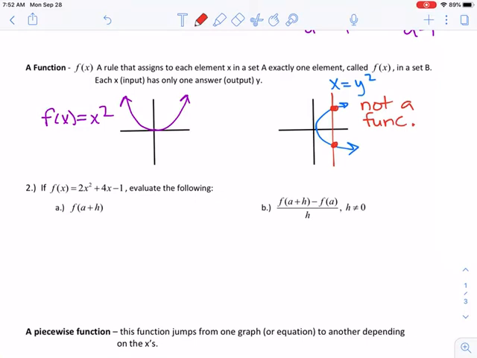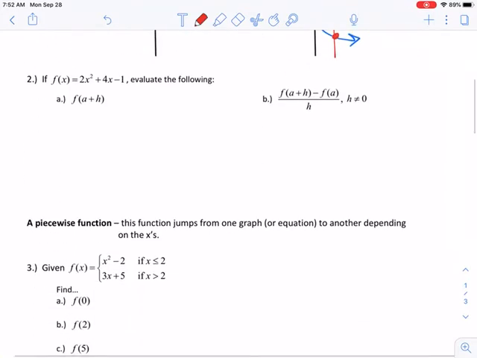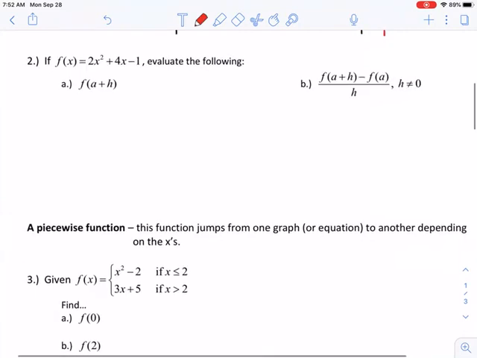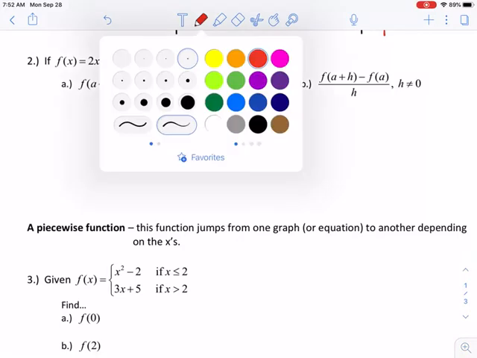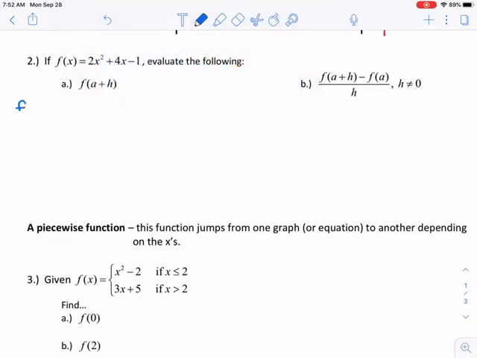Let's take a look at evaluating some functions. Number 2 here says that f of x is equal to 2x squared plus 4x minus 1, and we want to evaluate it for the value f of a plus h. So that means I'm going to replace each of my x's with a plus h. So if I want to find f of a plus h, then I'm going to take 2 times a plus h squared plus 4 times a plus h minus 1. And now I just have to simplify down my right-hand side.